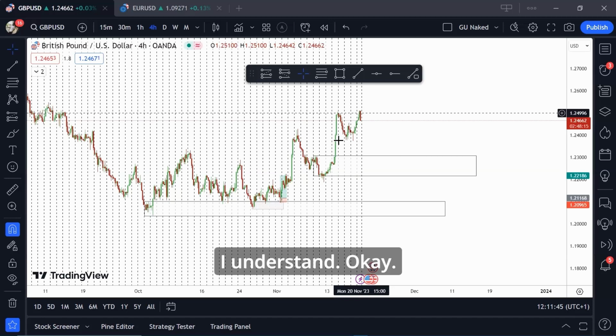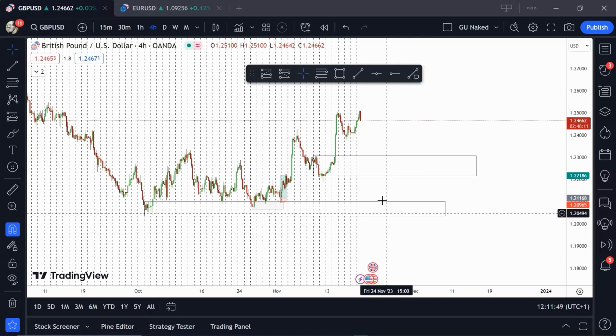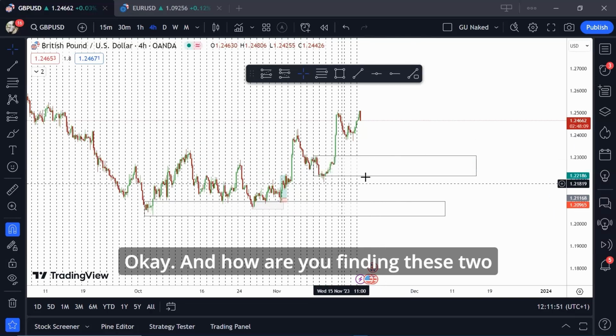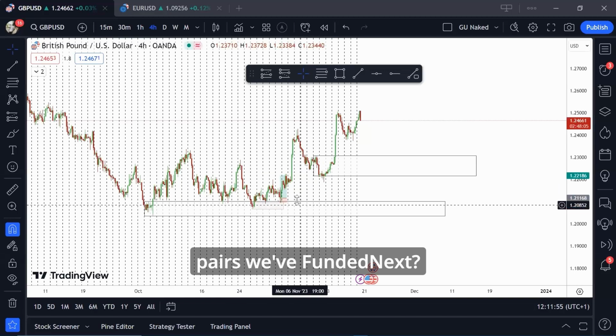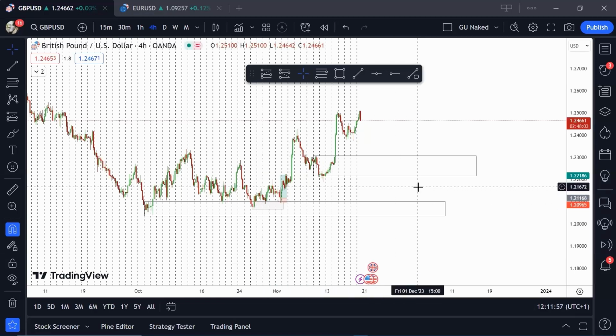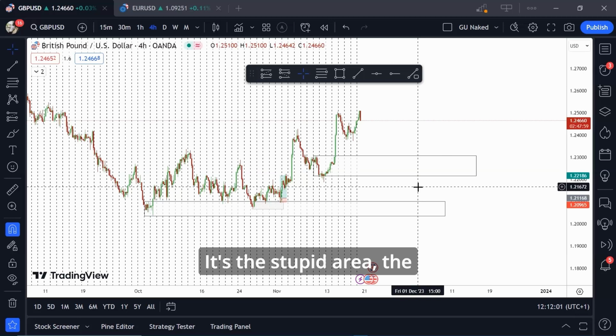I understand. So you're trading cable and EURUSD with smart money concepts. How are you finding these two pairs with FundedNext? The slippage and the spread are good? Yeah, the spread is okay. I really do enjoy it, and I really don't notice slippage, unless I've not noticed it.